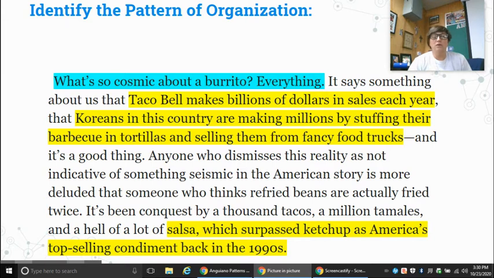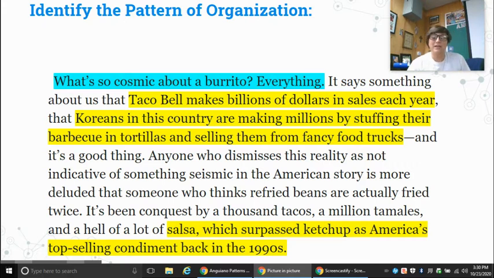All right, so the correct answer for this pattern of organization is cause and effect, okay? So because of the burrito, because of the invention of the burrito, Taco Bell makes billions of dollars in sales each year.